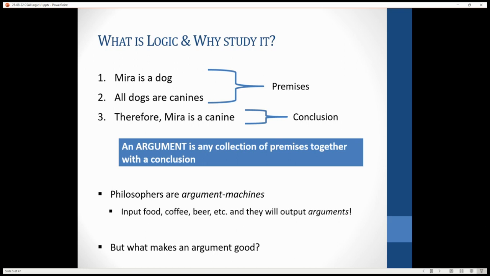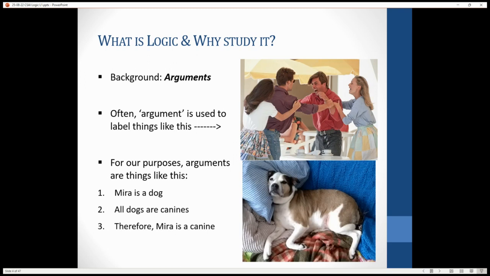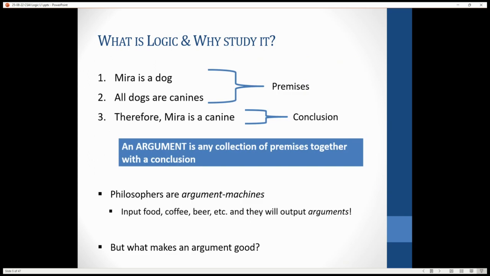Anyway, okay, so an argument. We've got a definition of an argument. Now here's something kind of cool. Philosophers, you're all philosophers now. You're all logicians now that you're in this class. We're argumentation machines, right? You feed in food, coffee, in my case way too much beer, and we output arguments. Sometimes this kind, sometimes that kind. It depends on which way the things go and how much beer we've had. But of course, arguments aren't all created equal. Some are good and some are bad. So we might wonder, what makes an argument good? How can we tell when an argument's good or bad? How can we sort the wheat from the chaff?